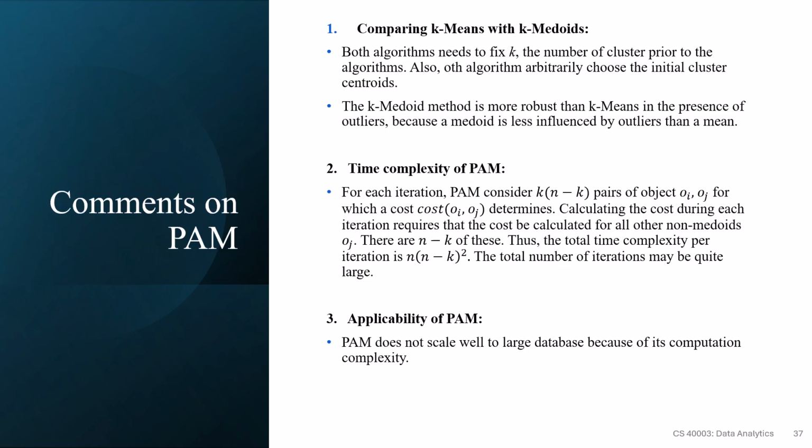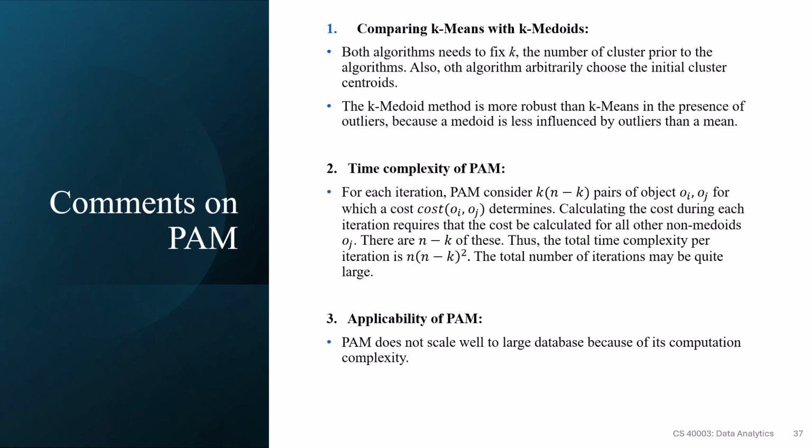The comparison between the k-means and k-medoids algorithms. Both algorithms need to fix the value of k, the number of clusters, prior to the execution of the algorithm. Also, both algorithms arbitrarily choose the initial cluster centers. The k-medoids method is more robust than k-means in the presence of outliers because a medoid is less influenced by outliers than a mean.